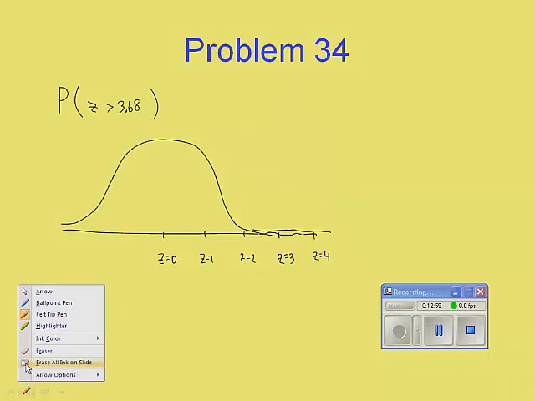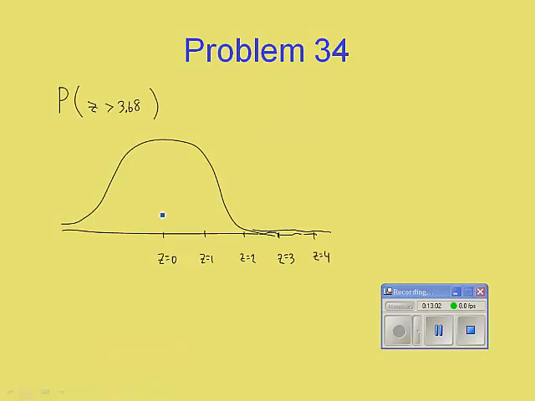What we're computing right now is the same as the area under the curve from 3.68, which way? To the right. Now, there is some area under the curve there, but it's very little. It's a ridiculously low chance of finding something that is 3.68 standard deviations away. It just doesn't happen often.